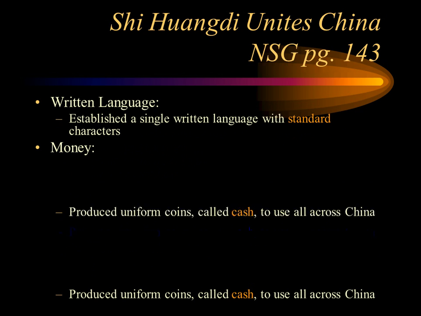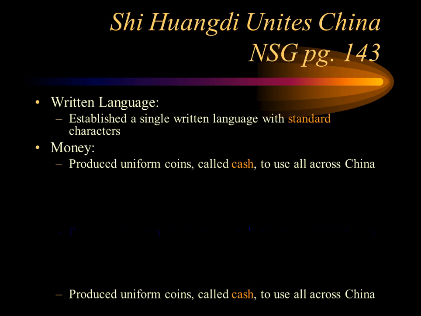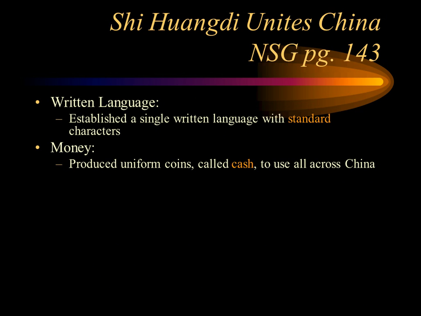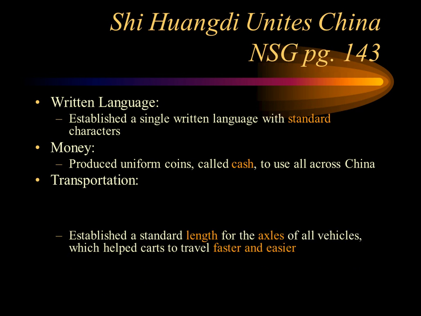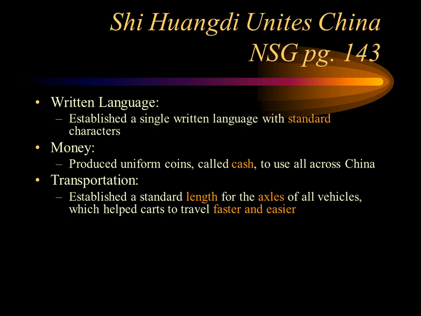In money, they produced uniform coins. They called this cash. It was used across China. For transportation, they established a standard length for axles of all vehicles, so they're all the same size. They can travel faster and easier because they get into the same ruts and can just travel along.